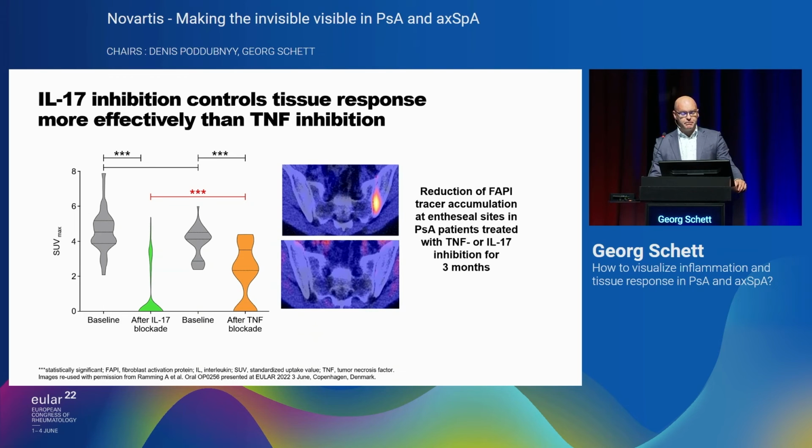This FAP PET is also responsive to change. As you see here, that's baseline and after IL-17 blockade, and baseline and after TNF blockade in axial spondyloarthritis patients. And you can see that cytokine inhibition also abrogates these tissue responses, which is probably very important because it has structural effects and prevents the progression of syndesmophyte formation, but also enthesiophyte formation in the periphery.